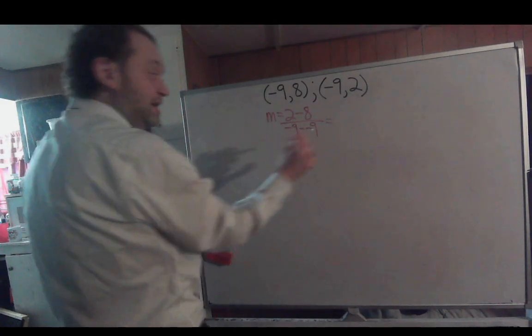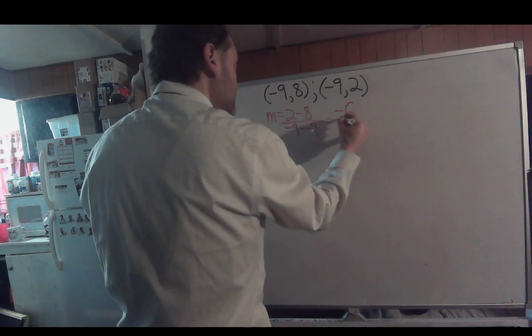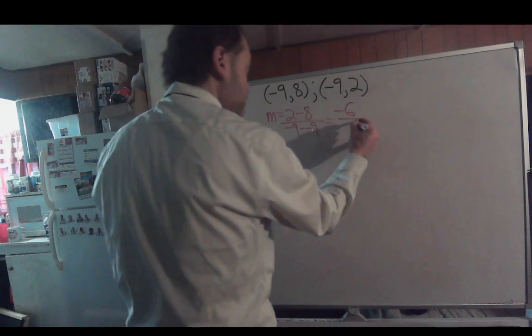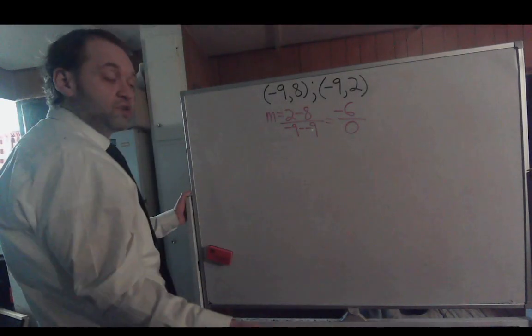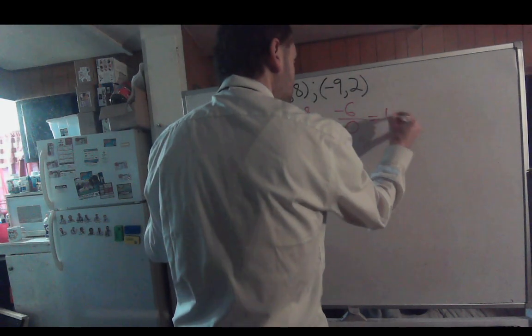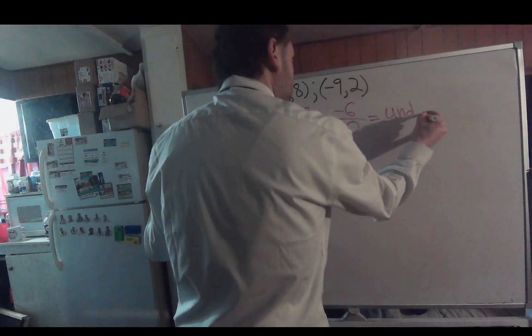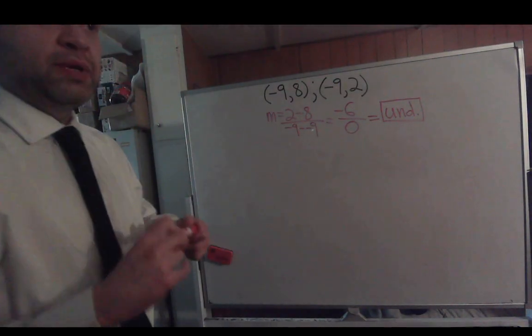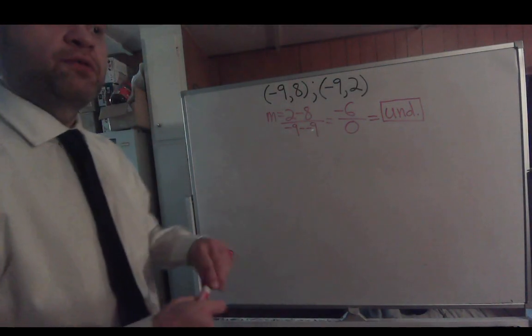Well, 2 minus 8, that's -6. -9 minus -9 turns into -9 plus 9, which is 0. Well, what do you know? Division by 0 is undefined, so the slope of this line is undefined. So what does an undefined slope mean? That means you get a straight up and down vertical line.